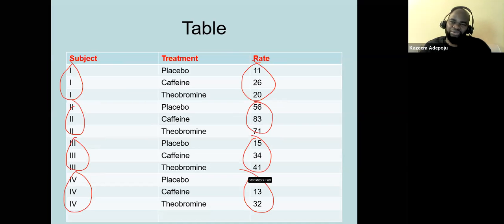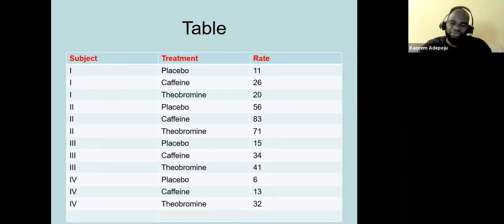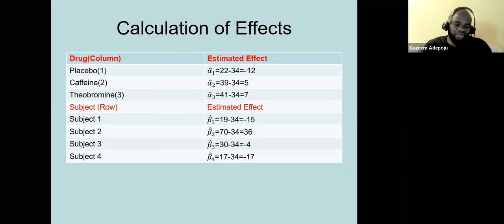Then I'm actually going to have the mean associated with each of these subjects. And of course, that is how I'm going to obtain 19, 70, 30, and 17 that you have there. And of course, you're going to subtract the grand mean for each and every one of them. And after doing that, you're going to have the estimated effect for the subject. That is how you're going to get the estimated effect of the subject.